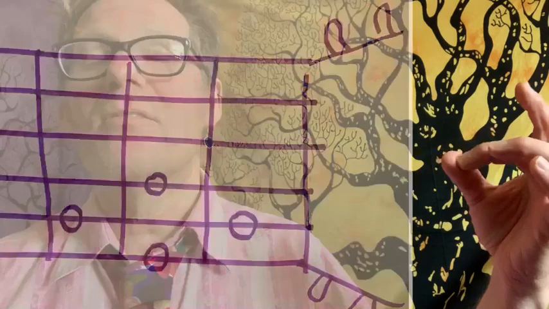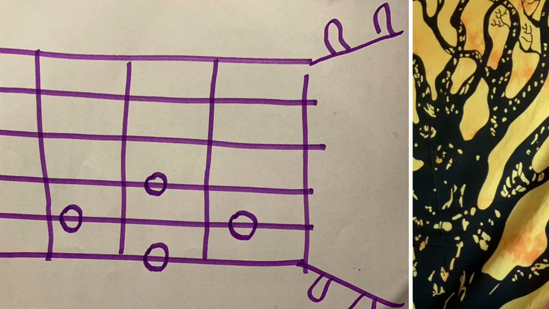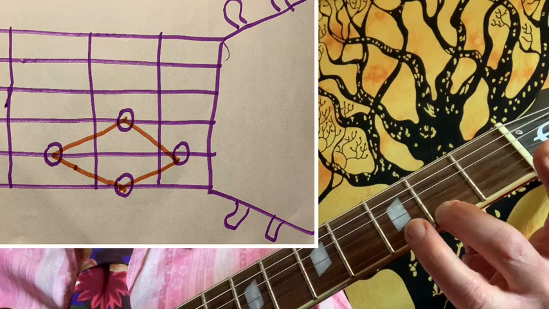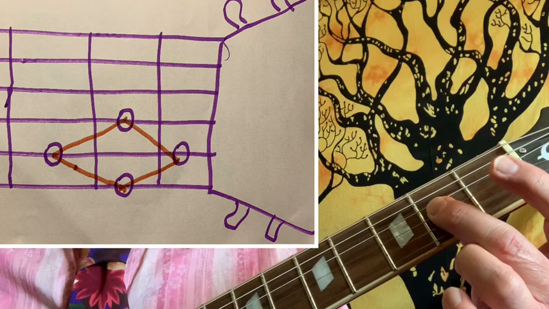So if I join those four notes up, the C, the F sharp, the D and the A, you can see it makes a diamond shape. If I play that diamond shape, it sounds like that. Here's a C. There's F sharp on the bottom string, second fret. Here's a D. And here's an A. Just have a couple of goes at playing that diamond shape on your own.